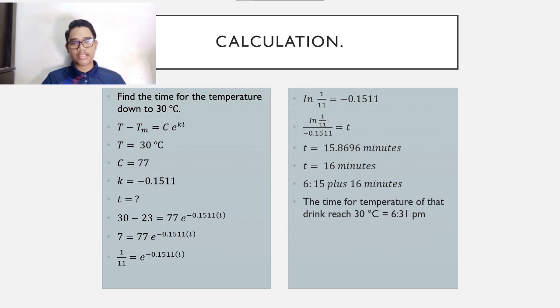For the last question, we will use the same formula like before, but the difference is we use T is 30 degrees Celsius to find t. So we will get the answer 15.8696 minutes or 16 minutes, but this is not the final answer. For the final answer, we need to add this value to the time 6:15 PM. So we will get the final answer is 6:31 PM.